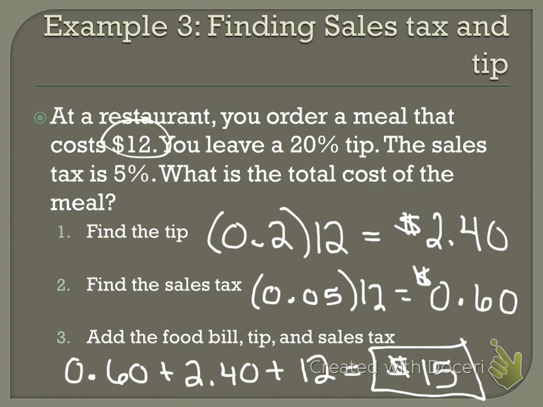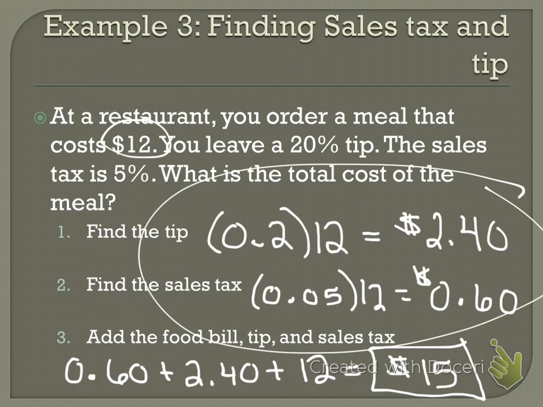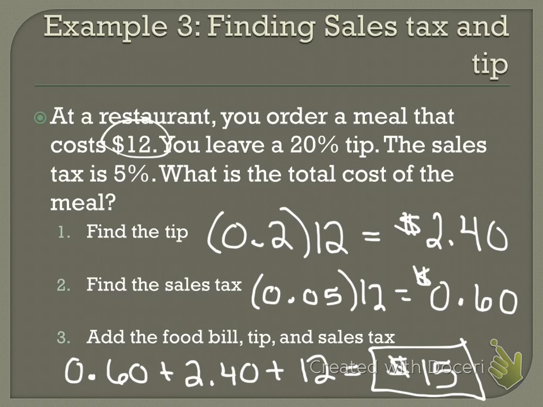So the work that needs to be shown is right here. How you converted the percentages to decimals and multiplied them by the food bill, found those totals, and then you just add them together to find the total cost of your food bill.